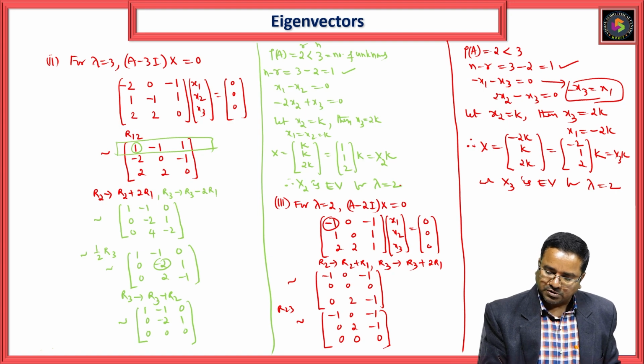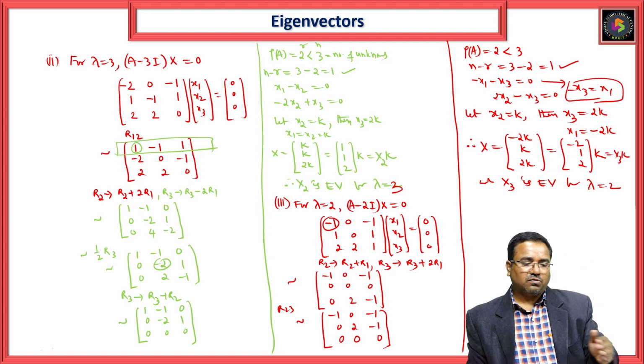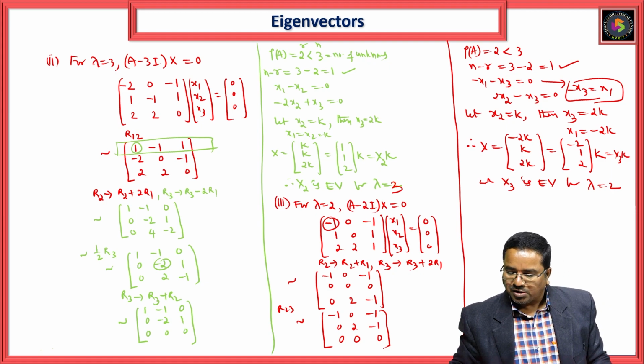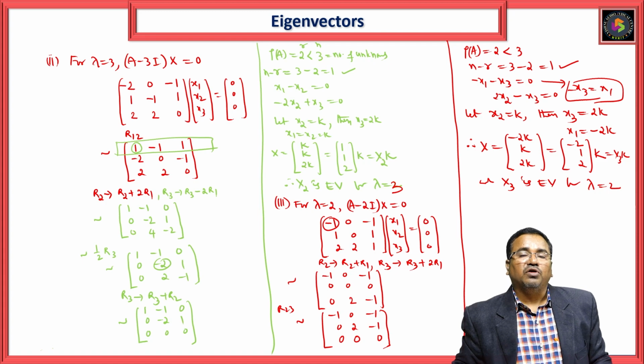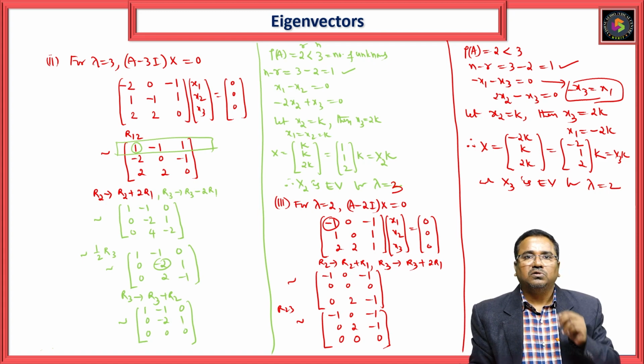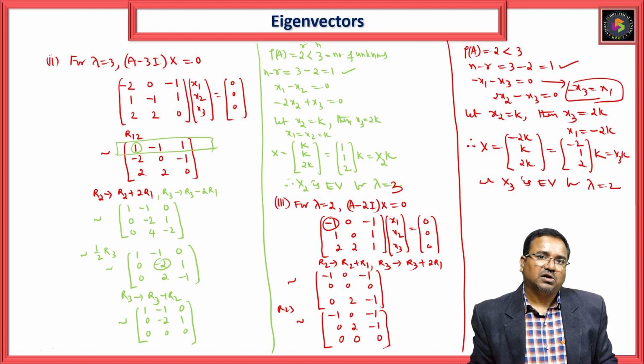Sorry, this is for lambda is equal to 3. Make it correct: the second one we have done is for lambda is equal to 3, and the last one is for lambda is equal to 2. Therefore, we got the eigenvectors for each of the eigenvalues. So this is the process of finding the eigenvector of a matrix.